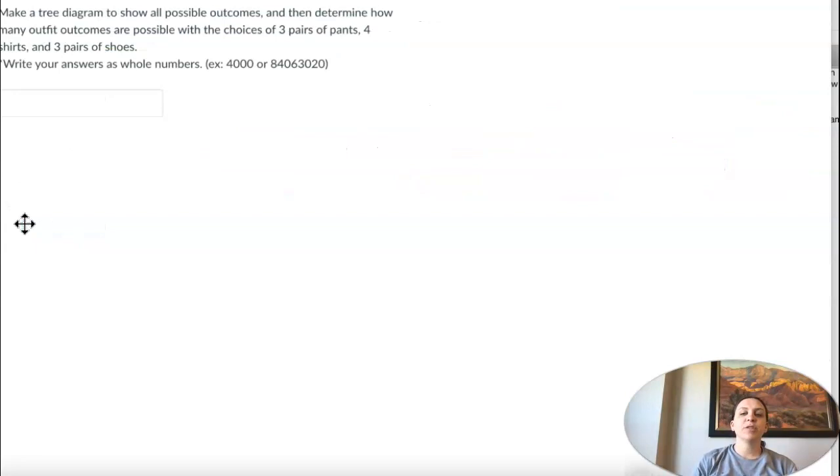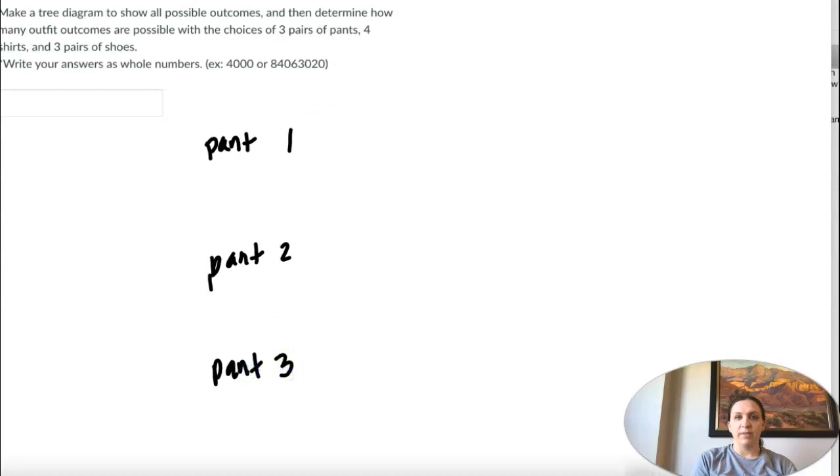Last one, make a tree diagram to show all the possible outcomes and then determine how many outfit outcomes are possible with the choice of 3 pairs of pants, 4 shirts, and 3 pairs of shoes. So a tree diagram starts with your first thing. We're gonna have pants. Okay, so we would say pant 1, pant 2, pant 3. And with those different pants, now we have options.